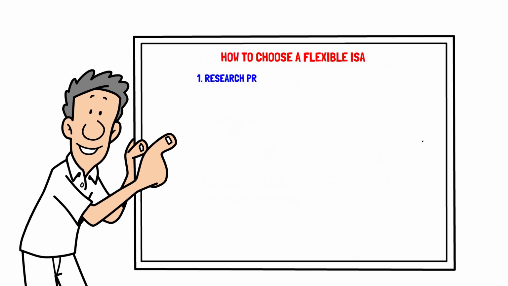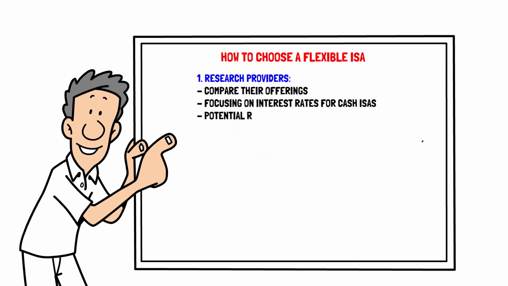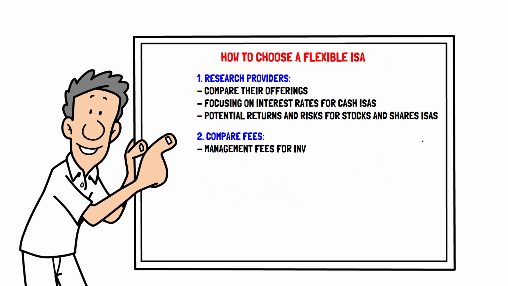First, research providers. Start by identifying which financial institutions offer flexible ISAs, and then compare their offerings, focusing on interest rates for cash ISAs, and terms and conditions for stocks and shares ISAs or innovative finance ISAs. Second, compare fees. Look at any associated fees, including management fees for investment ISAs, or transaction fees for withdrawals and deposits.